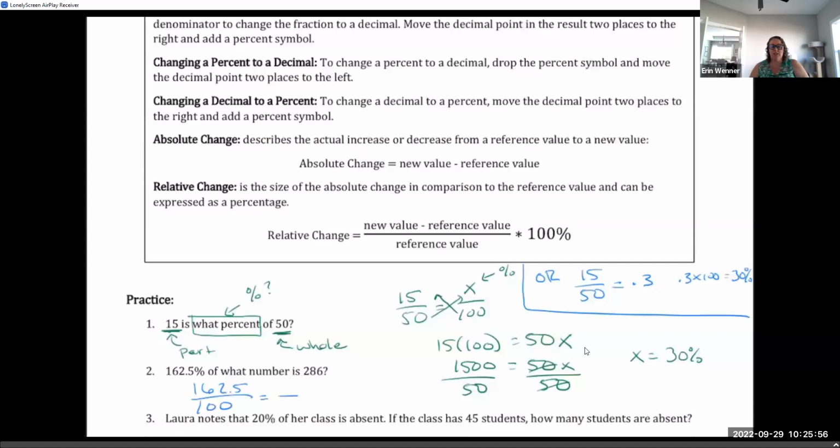Now the question is, does the 286 go in the numerator or does it go in the denominator? Well, we know that 286 is 162.5% of something, and so it's related to the 162.5. So it's going to go in the numerator in the same position as that 162.5%. And then our variable will go in the denominator.